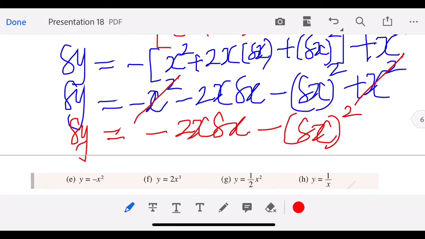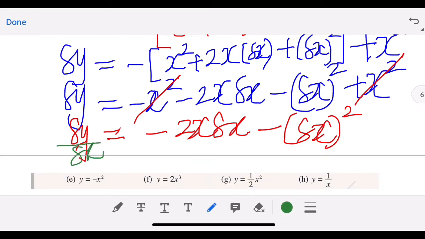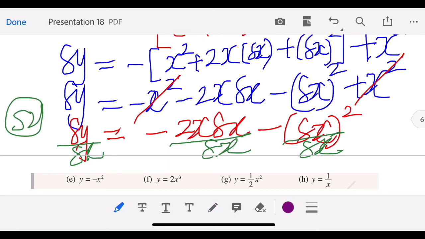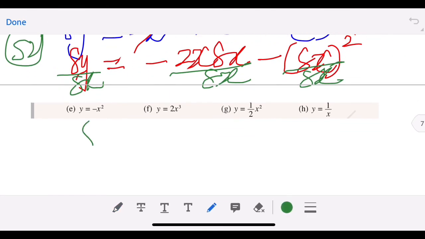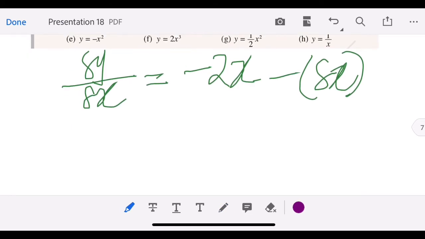Alright, now you need to divide by delta x, the next step. So step 2, you have to find the ratio. Every term you divide by delta x, and then you simplify. Let me proceed to delta y over delta x. I'm getting negative 2x minus, I cancel one delta x, right? So now it seems very simple.